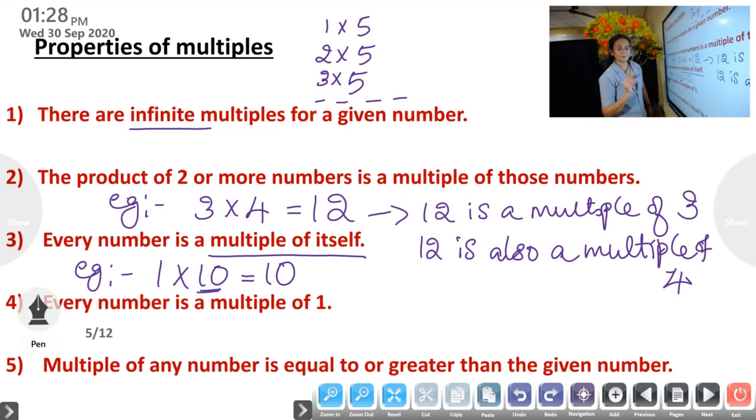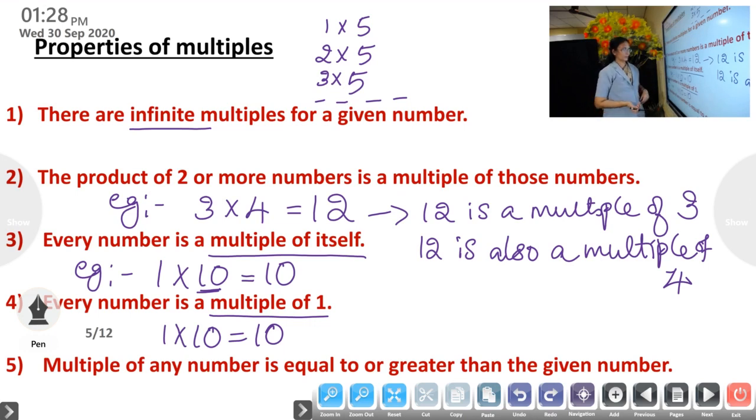Next property, every number is a multiple of 1. For that also you can consider the same example. 1 into 10 equals 10. See here, this is the product. This product 10 is a multiple of these two numbers. 10 is a multiple of 10. 10 is also a multiple of 1. So combining the two properties, you can say that every number is a multiple of itself and 1.